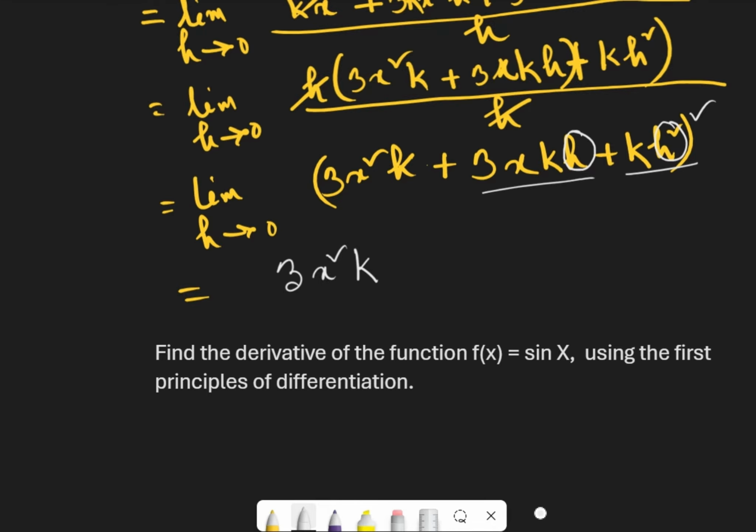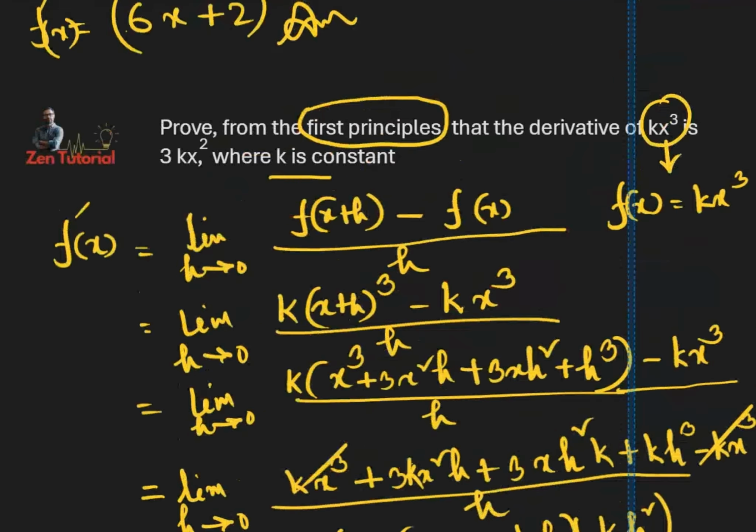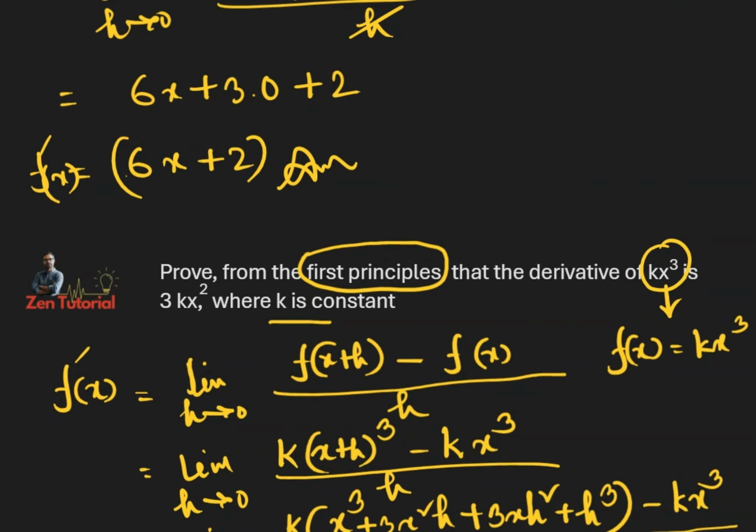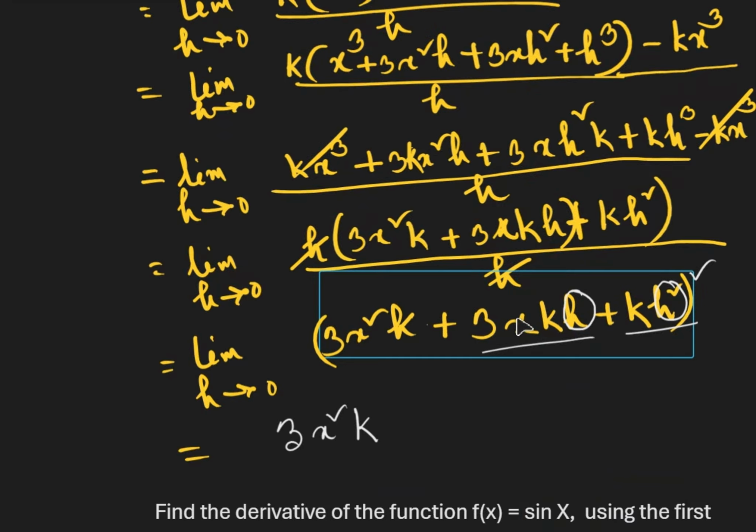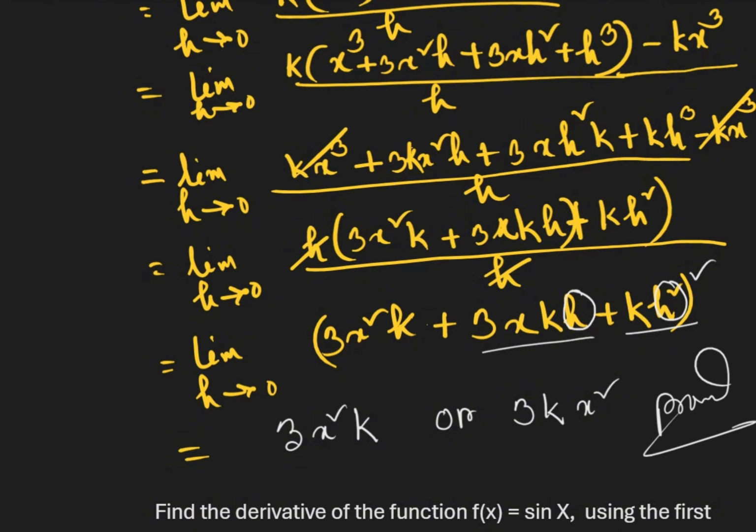So what was our question? Our question was to find out the derivative of kx cube, which is 3kx square, by using the first principle. Let's see what our result is. So our result is 3x square k, or we could write down 3k x square. So proved.